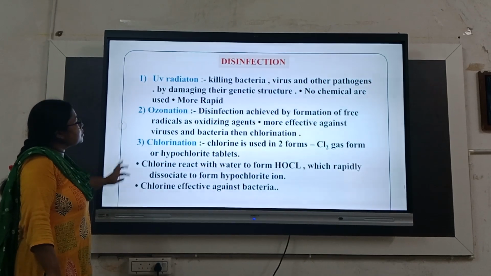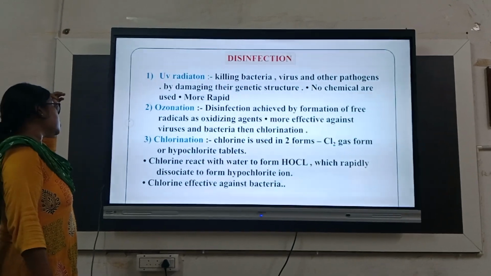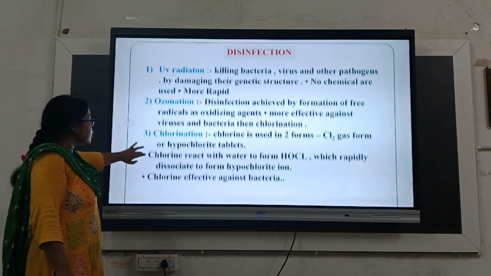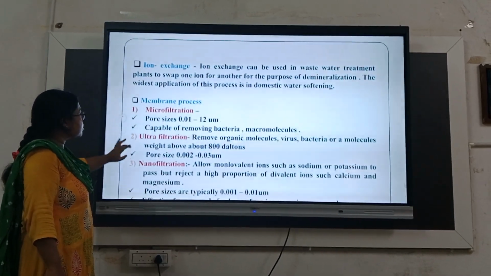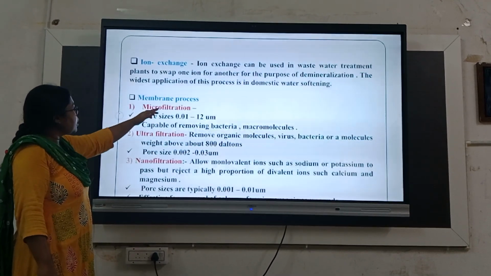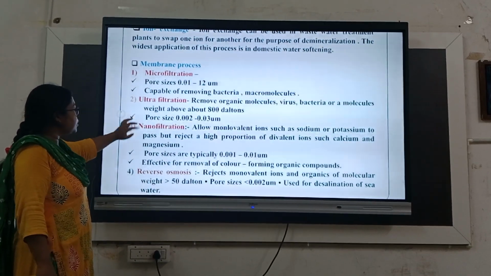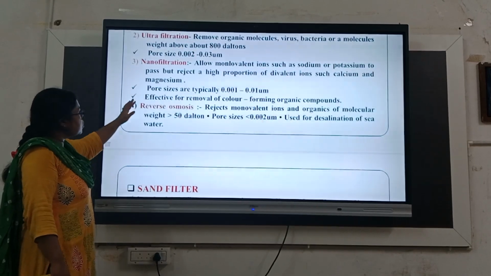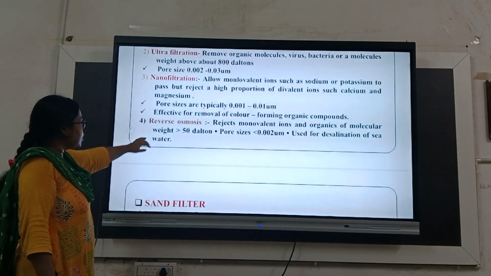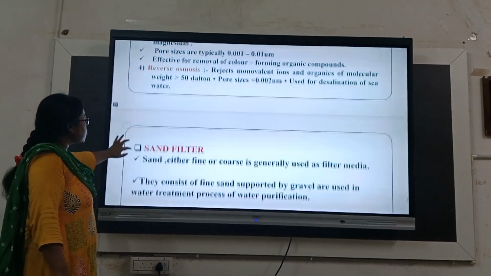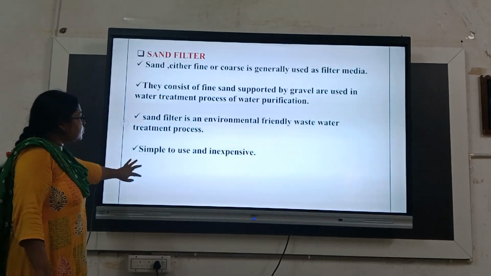And at last, disinfection is done by chlorination, ozonation and UV radiation, and the ion exchange process. These are other disinfection processes. This is membrane filtration or ultrafiltration, nanofiltration. These are also disinfection processes. Reverse osmosis, after that reverse osmosis is done. And then sand filtration.